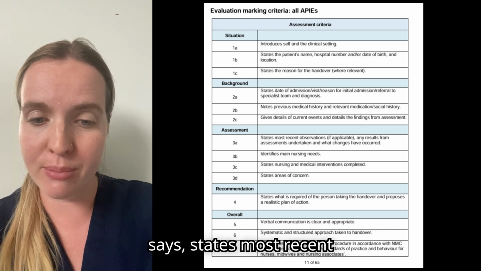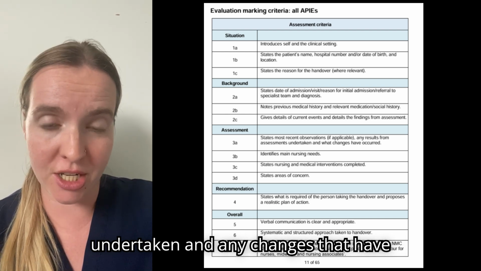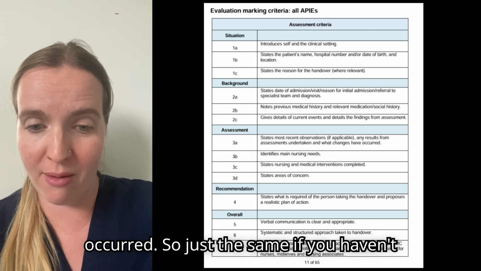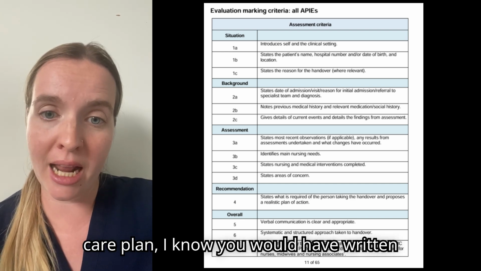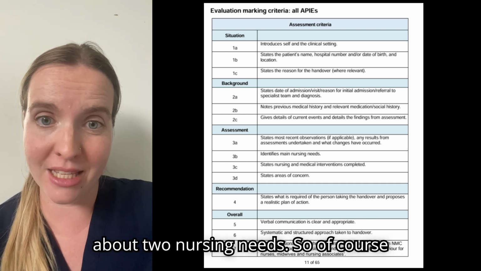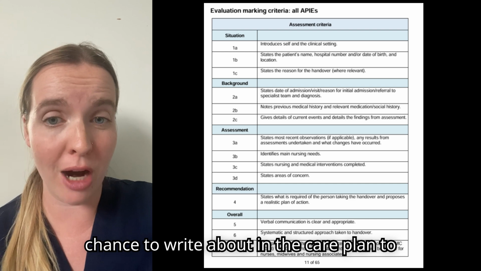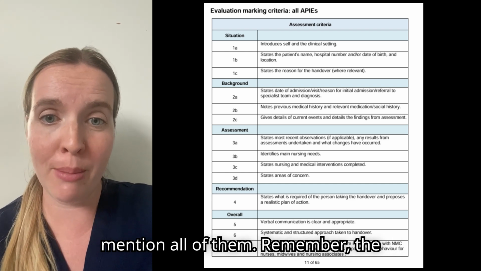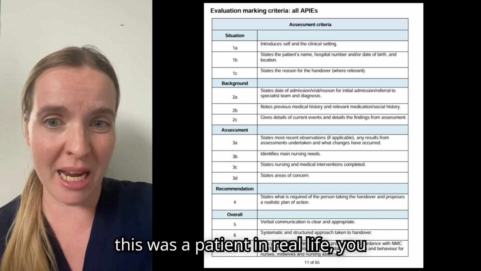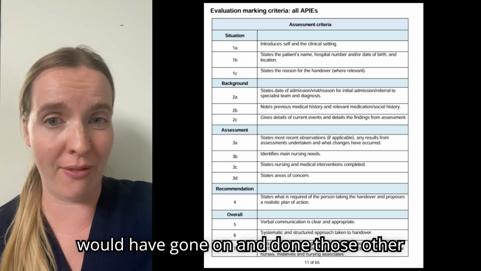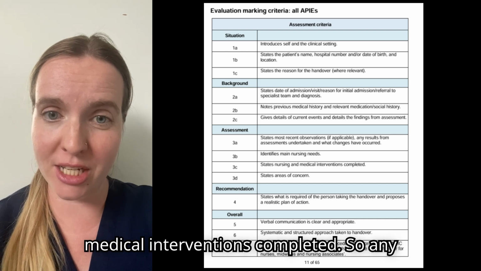So it says states most recent observations, any results for assessments undertaken, and any changes that have occurred. So just the same if you haven't mentioned any of those. Next point, identify nurses' needs. So in our care plan, I know you would have written about 2 nursing needs. So of course mention those, but there's probably more things as well that you didn't have a chance to write about in the care plan. So mention all of them. Remember, the handover is the patient as a whole, not just those bits you've written about. If this was a patient in real life, you would have gone on and done those other care plans on those other things.